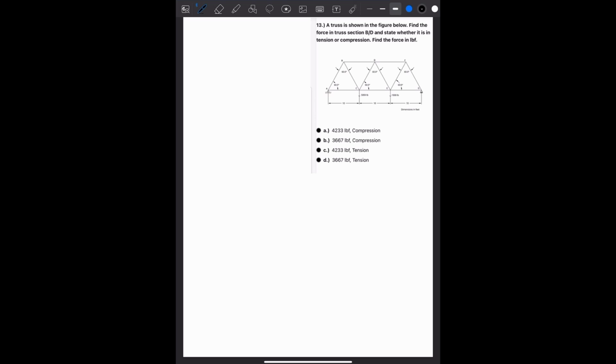So let's read through the problem statement. A truss is shown in the figure below. Find the force in truss section BD and state whether it is in tension or compression. Find the force in pound force.